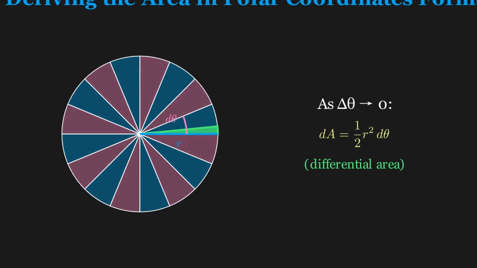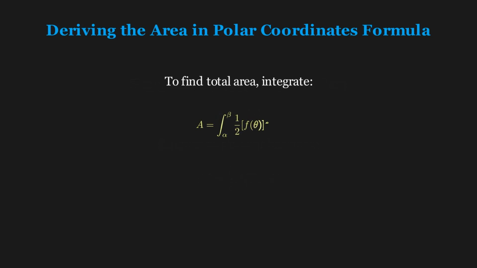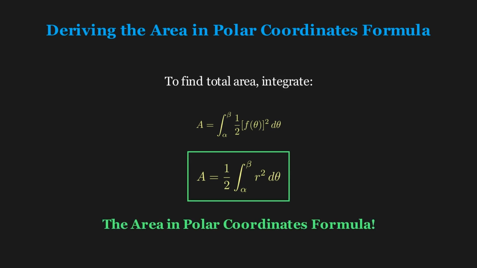For polar curves, the radius isn't constant. It varies with the angle. We write this as r equals f of theta. So our differential area element becomes dA equals 1/2 times f of theta squared times d theta. To find the total area, we integrate these differential elements over the range of angles. This gives us A equals the integral from alpha to beta of 1/2 times f of theta squared d theta. We can factor out the constants. A equals 1/2 times the integral from alpha to beta of r squared d theta.